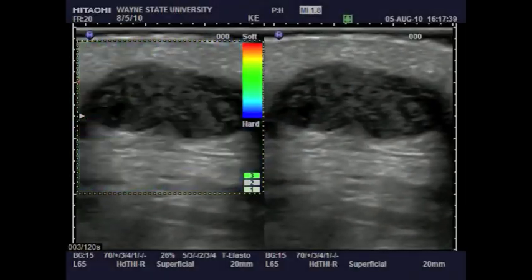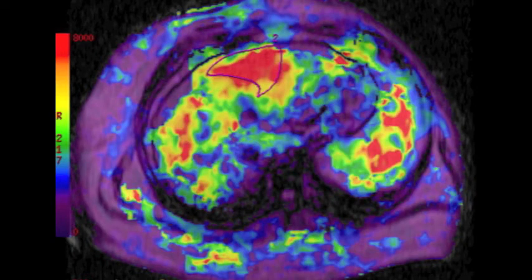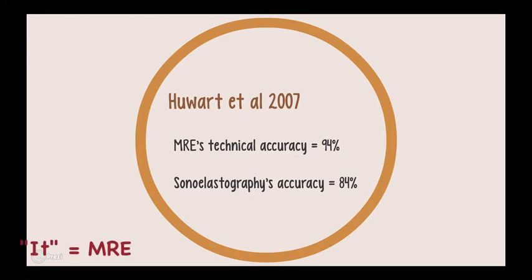This shows a sonoelastogram and this shows an MR elastogram. It also provides a higher diagnostic accuracy compared to ultrasound-based technique. According to Howard et al.'s review of existing literature on MRE and sonoelastography, they conclude that MRE has a technical accuracy of 94% compared to sonoelastography at 84%.